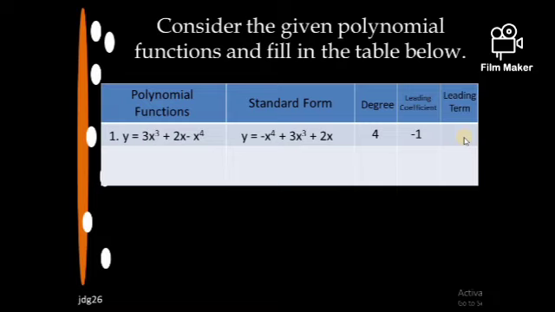Next is the leading term. Leading term, kung saan matatagpuan si leading coefficient at yung degree. So, yun yung leading term natin. So, it means the leading term is negative x raised to 4. Okay, let us try another one.